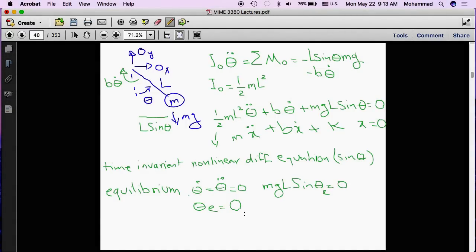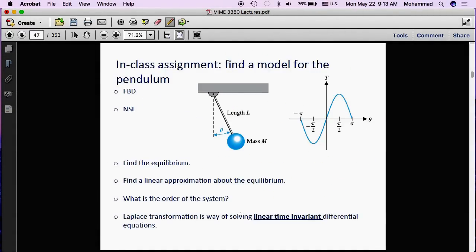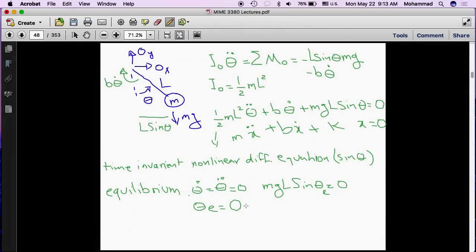Let's look at sine theta. So this is sine theta. Sine of theta at theta equals 0 is 0. But is there another angle at which sine theta is 0? That's pi. That's pi. So 0 as well as pi. There are two positions at which the system would be stationary.